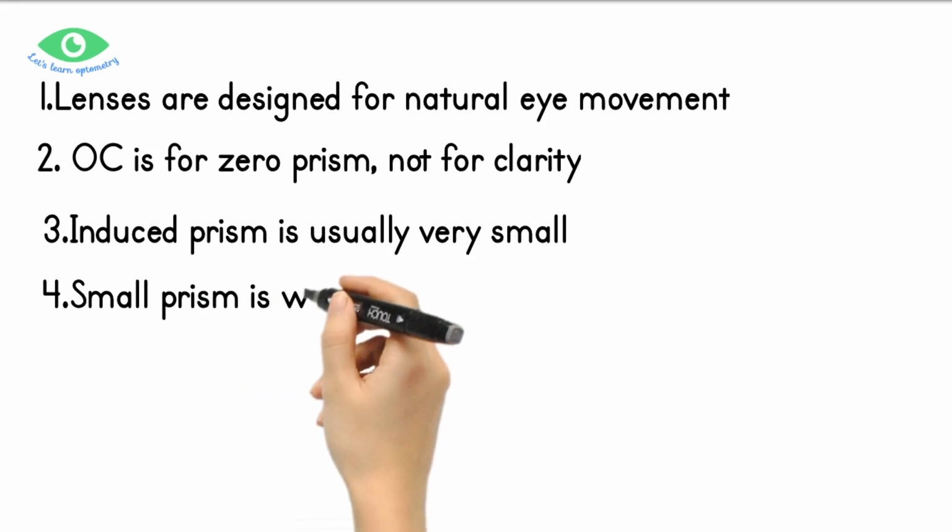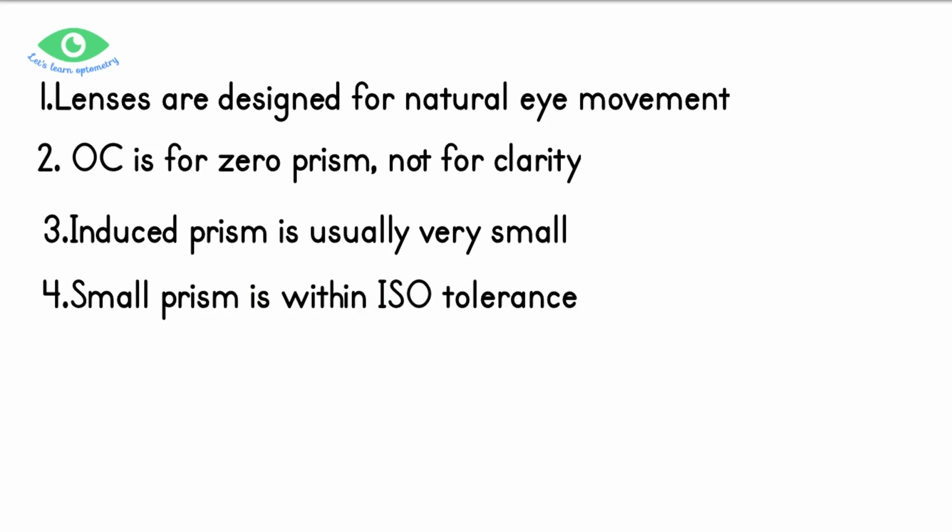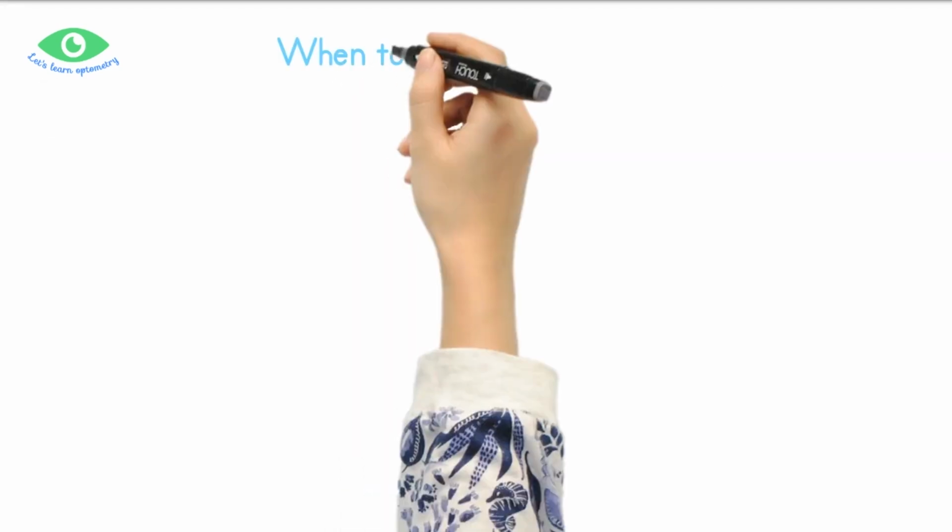Secondly, optic center is for zero prism, not for clarity. You don't need the optic center to see clearly. Optic center only ensures no prism, but clarity stays good because of the lens design. Thirdly, induced prism is usually very small. For low to moderate powers, off-center viewing usually creates very little prism, so the brain easily tolerates it. Small prism is within ISO tolerance. Lens standards allow small amounts of prism, so tiny shifts don't affect comfort or clarity.